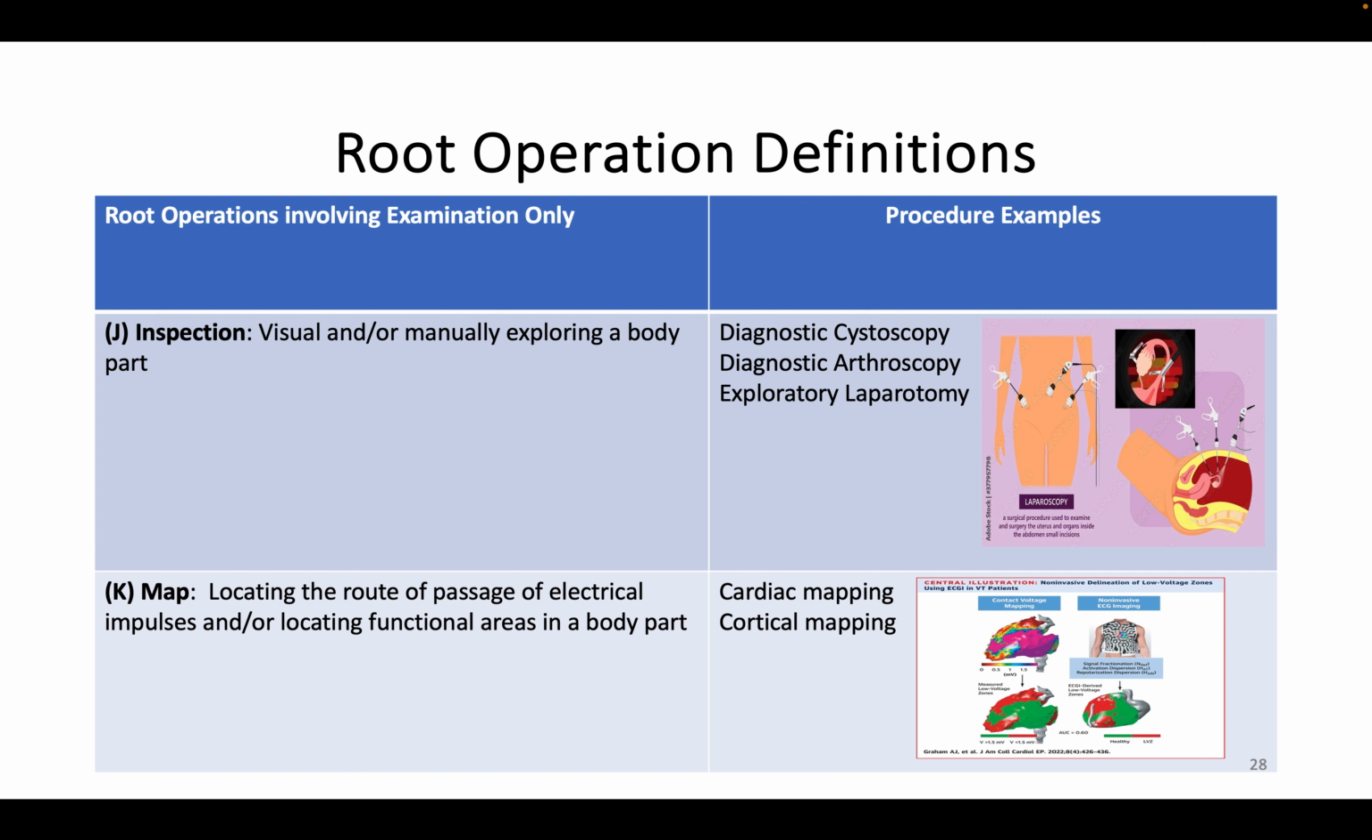Next we have map, which is a K. It's locating the route of passage of electrical impulses and or locating functional areas in a body part. This is your cardiac mapping. Here in this picture you can see they look to see how the valves are working, how the blood is being pushed through, how its output is.